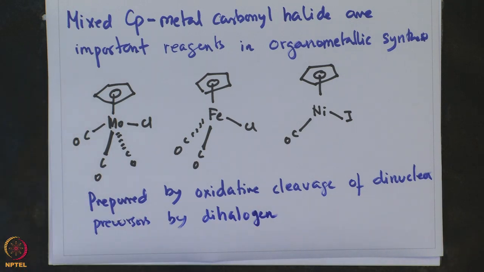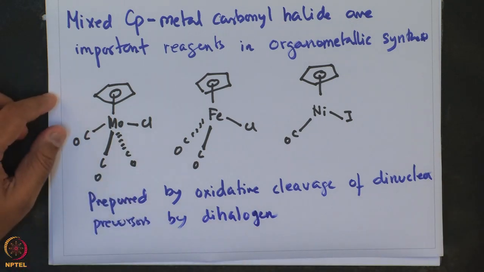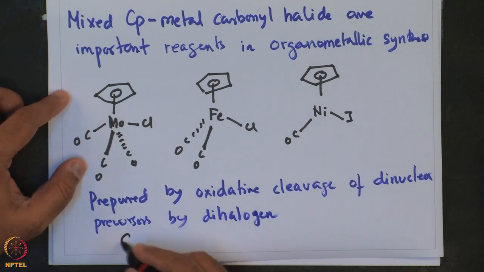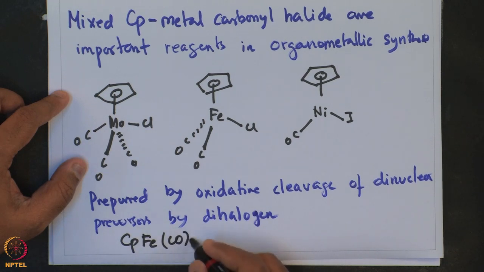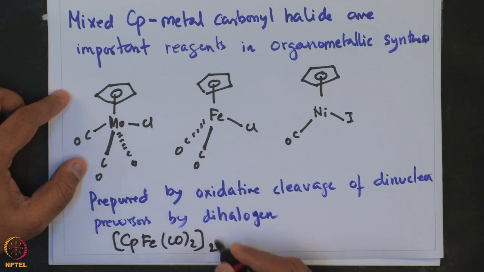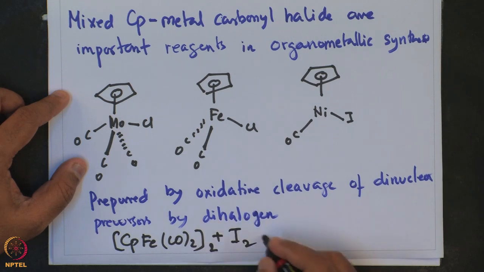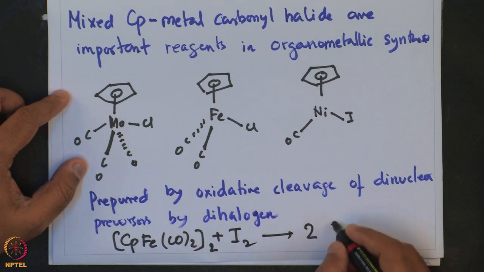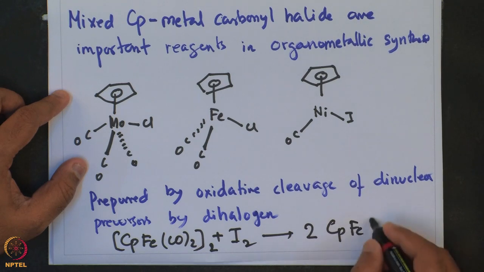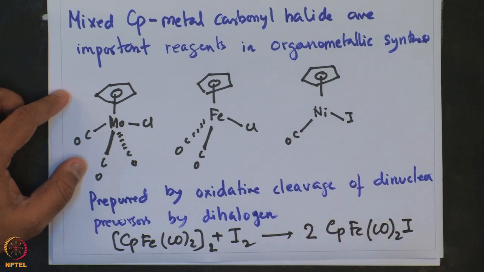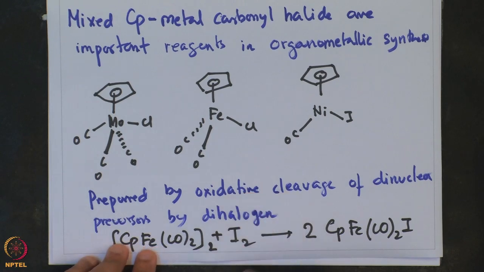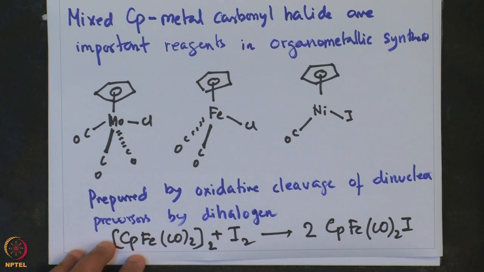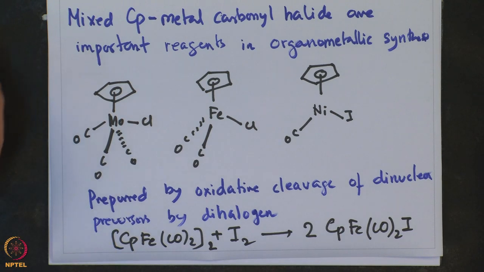An example of this is shown over here. So, Cp Fe dicarbonyl dimer plus iodine giving 2 molecules of Cp Fe dicarbonyl iodide. So, this method is kind of a general method and involves the oxidative cleavage of a dinuclear compound by reacting with dihalogens.